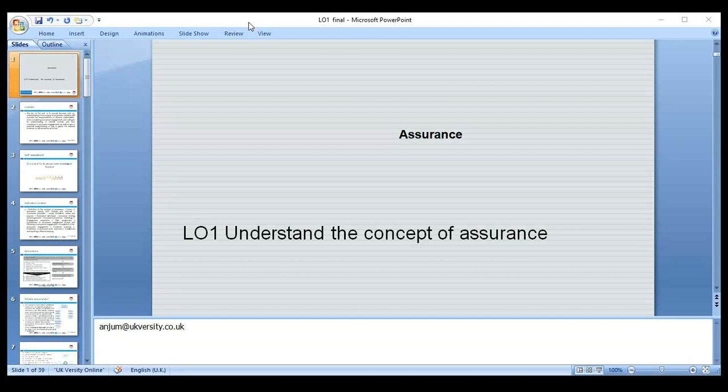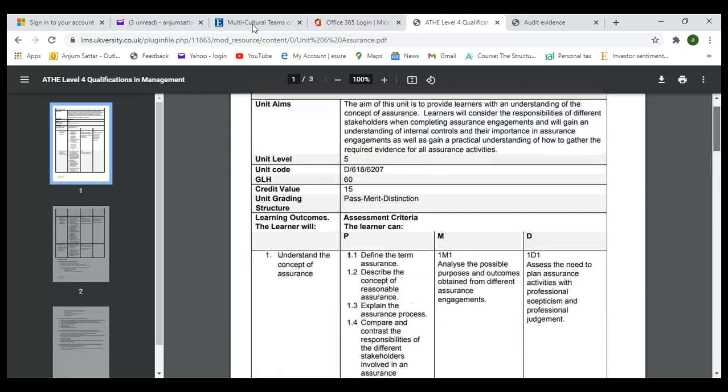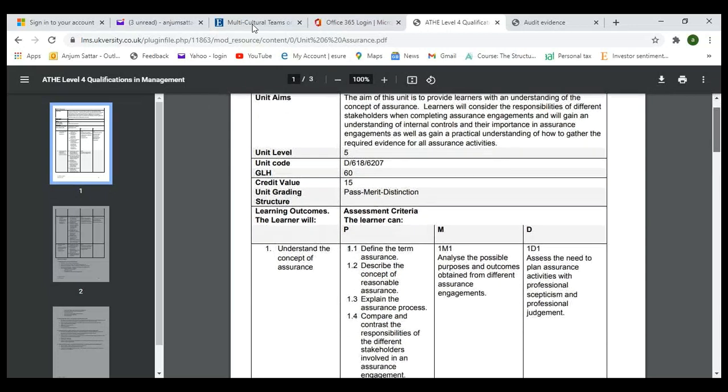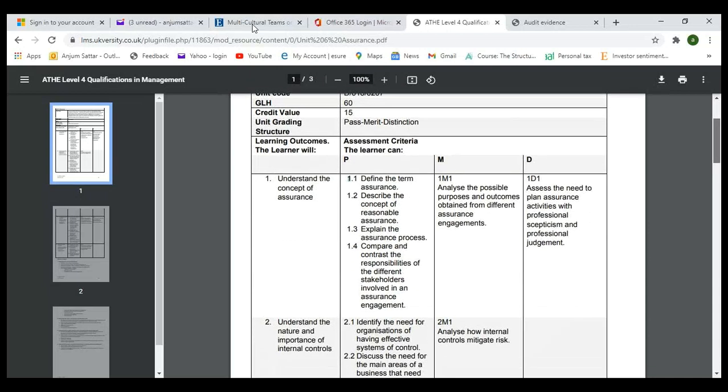Today's lesson will go through LO1, learning outcome one: understand the concept of assurance. So we'll go through what is meant by assurance, and a couple of you hopefully have already learned about audit and audit assurance. So this is all about that. Before starting this unit, we'll discuss how many learning outcomes we have and how we will be assessed as well.